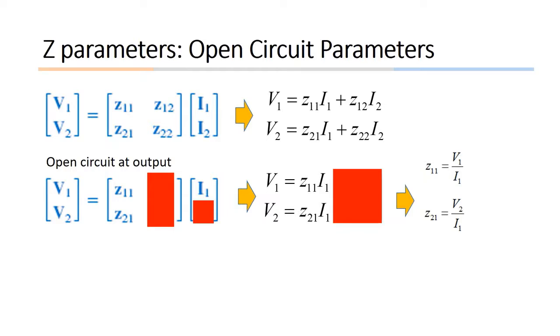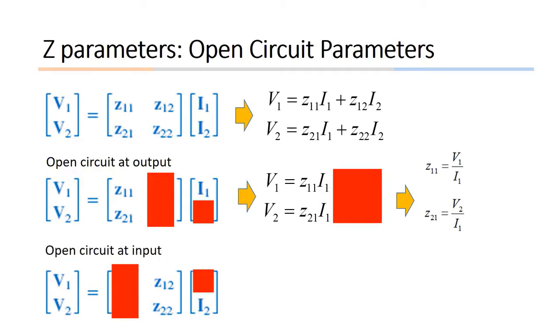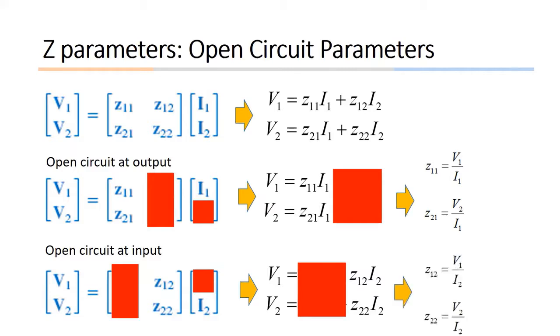Same thing with the open circuit test at the input side, where in this case we let the current at the input side I1 equal to 0. Which gives you the equation V1 and V2 in terms of I2 only. So therefore, you will have your second column of the Z parameters simply the ratio of V1 to I2, and Z22 is V2 over I2.